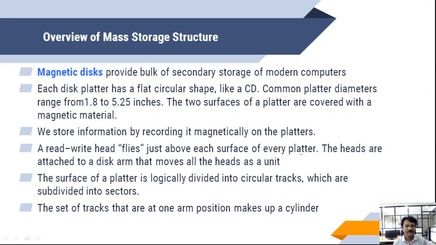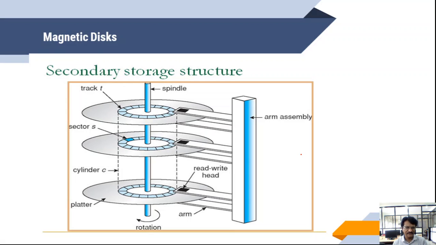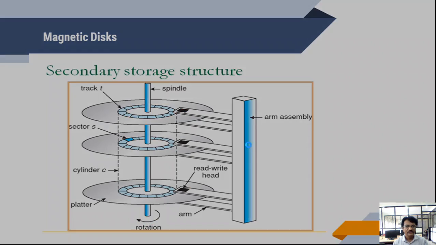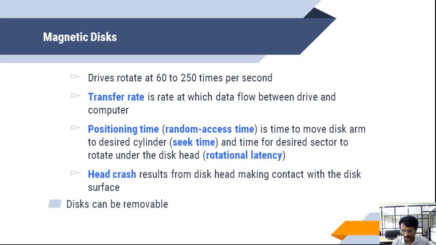Now, this is about the physical structure of a secondary storage device. This is a platter. This is a track, the round track. This is a sector, and this is a cylinder. These are the read-write heads, this is the arm, and this is a spindle which rotates. So this is about the magnetic disk, and this particular drive rotates at 60 to 250 times per second.